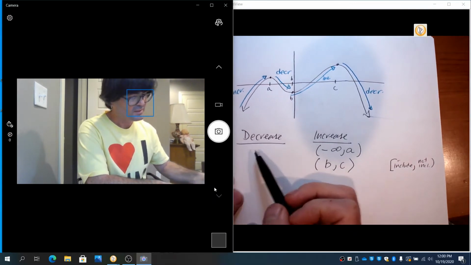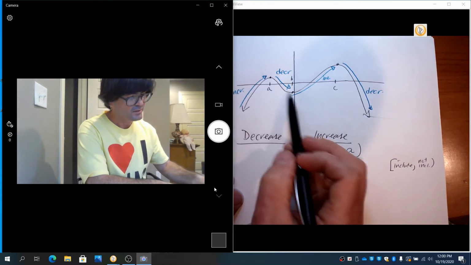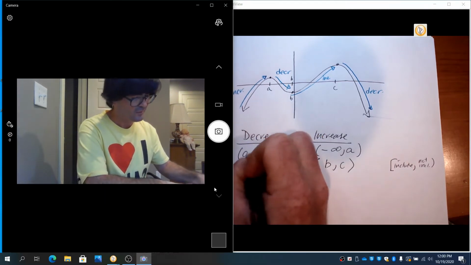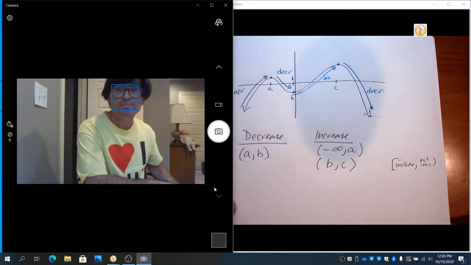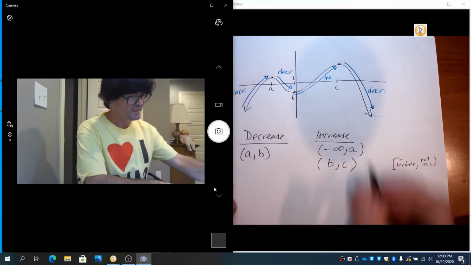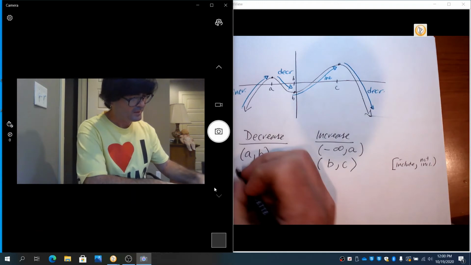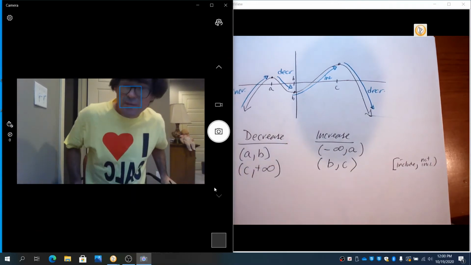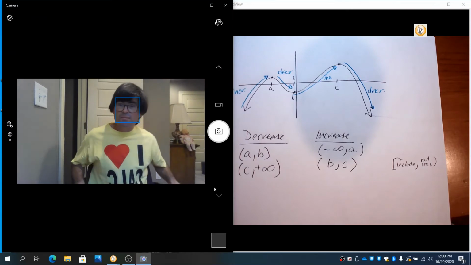So for decreasing, I start after A, end right before B. So I'm going to decrease from A to B. And then I'm also going to decrease from C to positive infinity. So those are my intervals of increasing and decreasing.